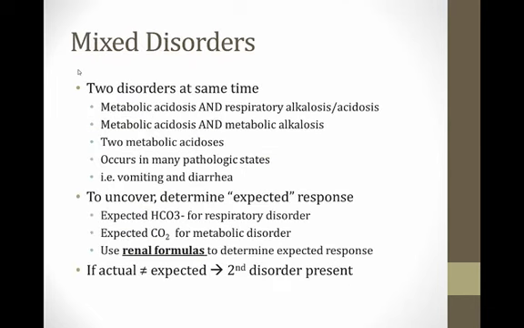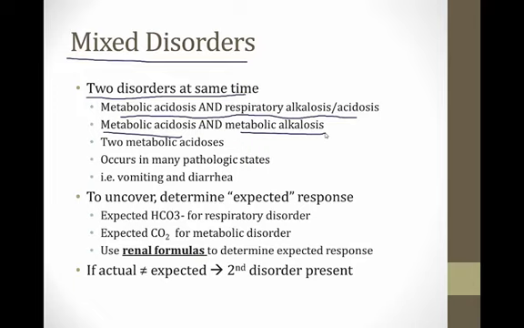So now that we understand how the body compensates for a respiratory or metabolic acid-base problem, let's talk about how we recognize mixed disorders. So a mixed disorder is two acid-base disorders at the same time. You can have a metabolic acidosis and a respiratory problem, or you can have two different metabolic problems, like a metabolic acidosis and a metabolic alkalosis, or two metabolic acidoses. And there are many pathologic states where two disorders occur at the same time. One easy example to understand is vomiting and diarrhea with GI illnesses. The vomiting tends to make you alkalotic and the diarrhea tends to make you acidotic.